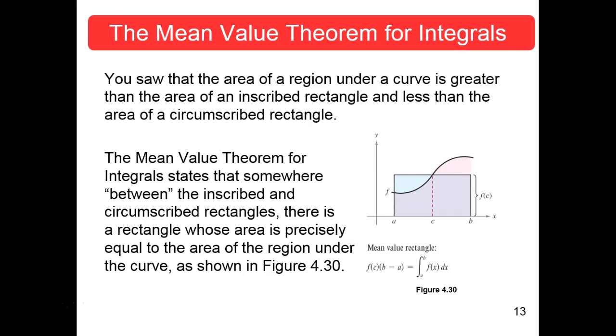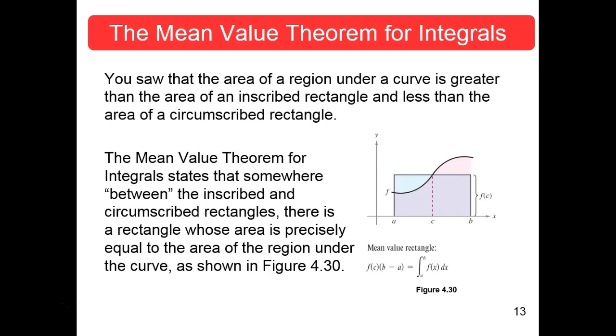If you're taking the minimum value here, drawing the rectangle here, that would have been the inscribed rectangle, and the maximum value here, drawing the rectangle there, that would have been the circumscribed rectangle, and somewhere in between those two is your rectangle that has exactly the same area.